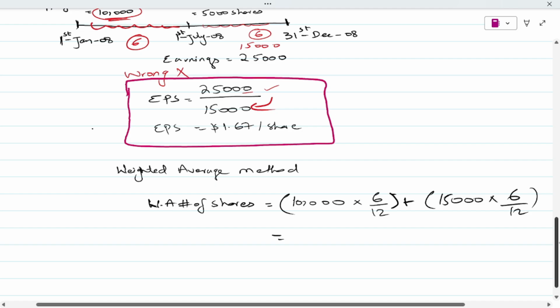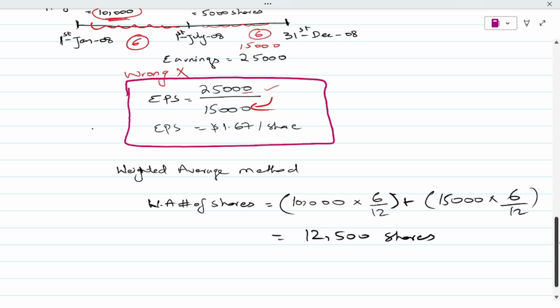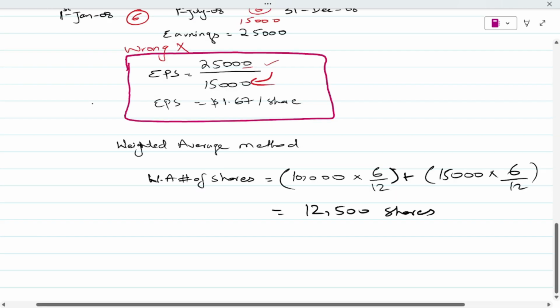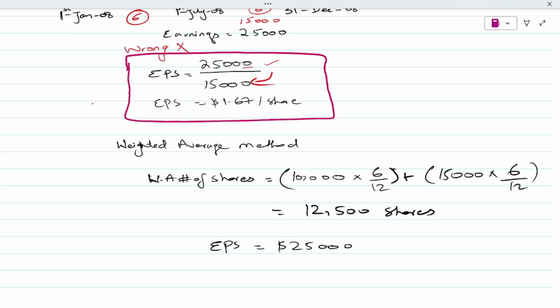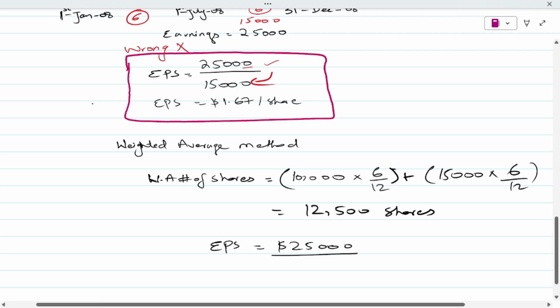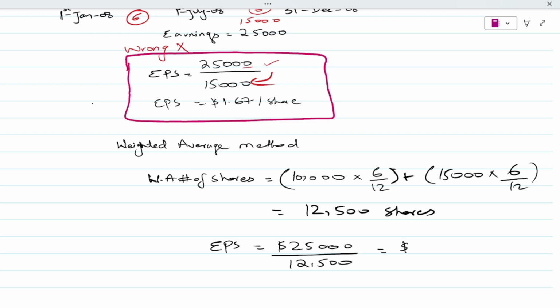So if I take the weighted average of these, I'm going to get 12,500 shares. This is the number of shares that we can take for the entire year. It's an average, and these would be perfect to calculate our EPS. My earning for the entire year was 25,000, and the average number of shares that we just calculated for the entire year was 12,500. If I divide these both, I am getting $2 per share worth of EPS.